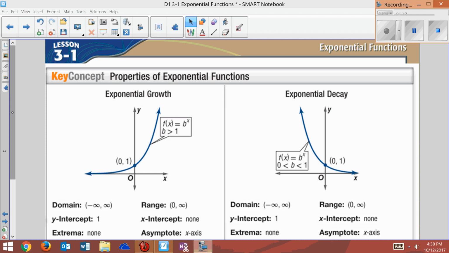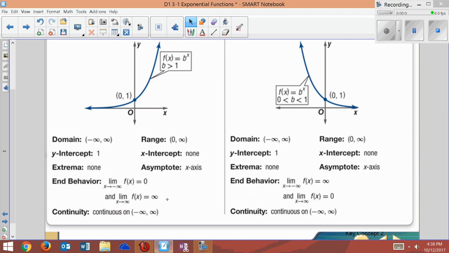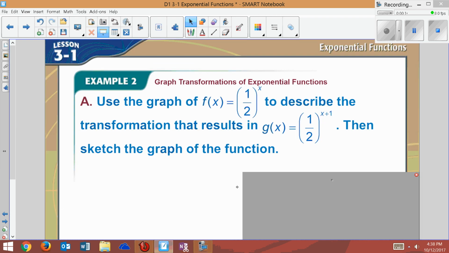Now here's a slide from the book, just going over these same properties. The only thing they add on is that these are continuous. There's no breaks in the graph as we go from the left to the right over its domain. All right, so now let's talk about transformations.